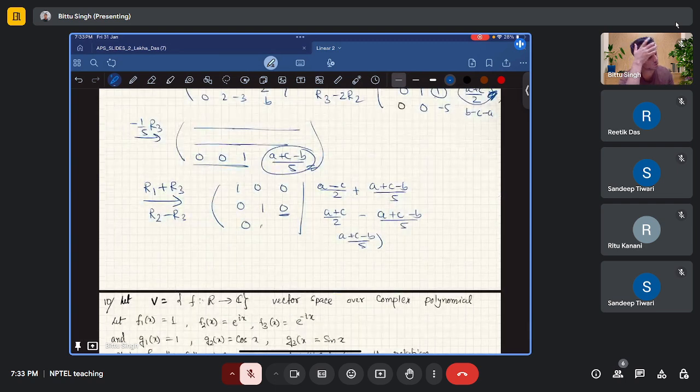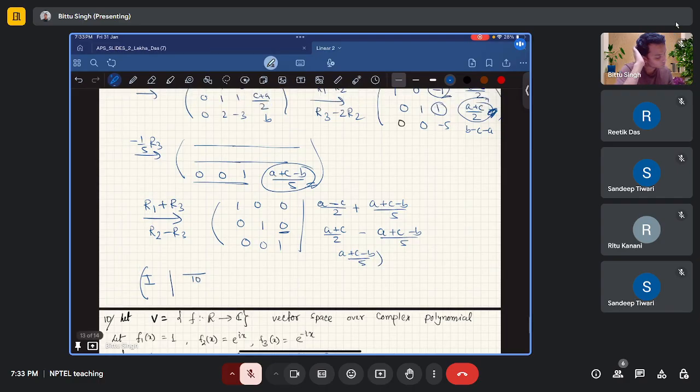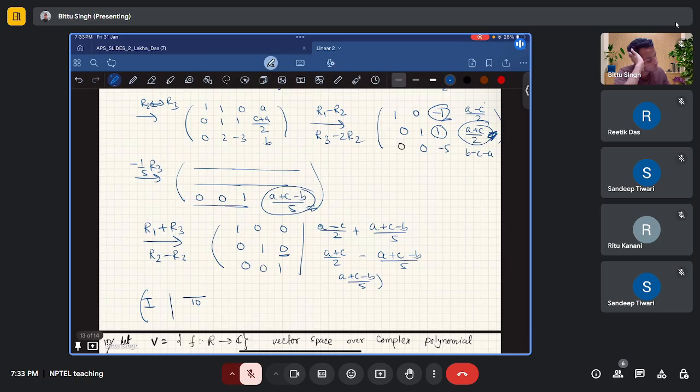So this is 0 0 1. So I am getting this I comma something. What is the calculation? It will be something like this: 5a minus 5c, so 7a minus 5c plus 2c minus 3c, minus 2b minus 3c.